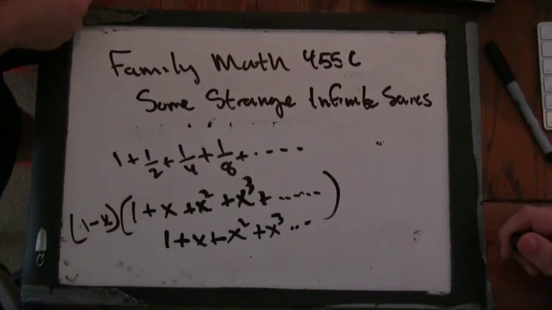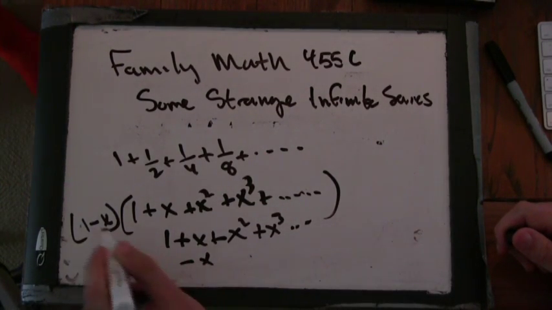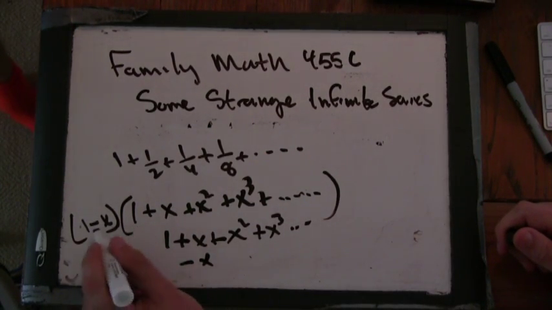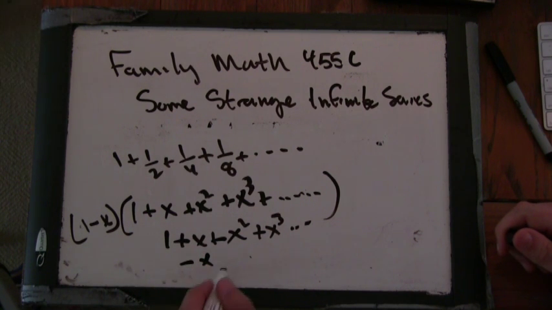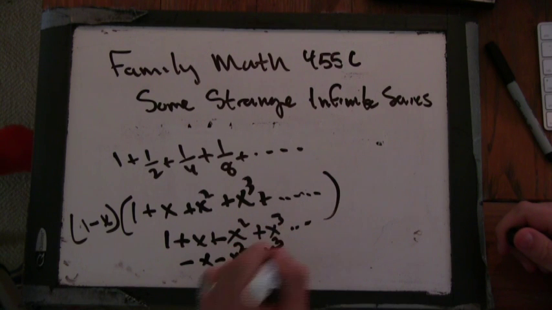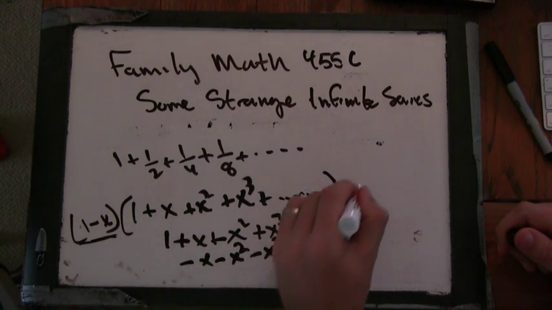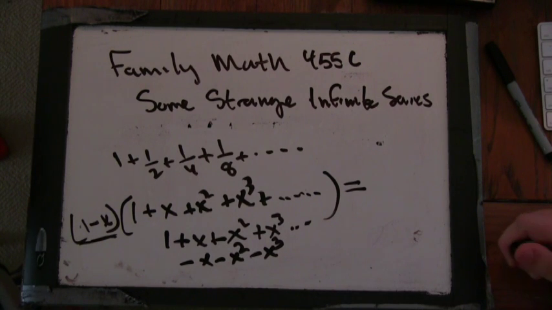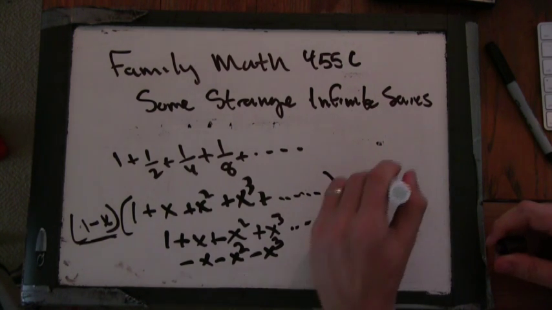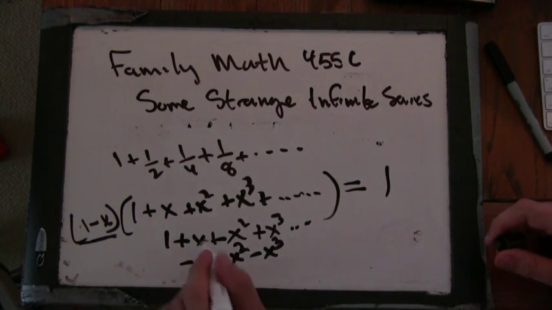So I get negative x, that's minus x times 1. What's minus x times x? Minus x squared. Then minus x squared times x is minus x cubed. And so 1 minus x times this series ends up equaling what? 1. All that's left is 1, everything else cancels.